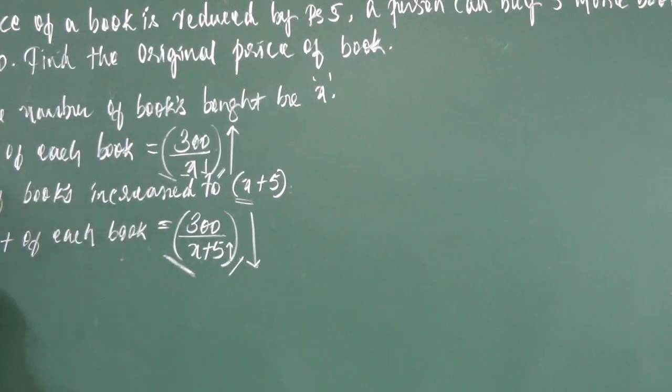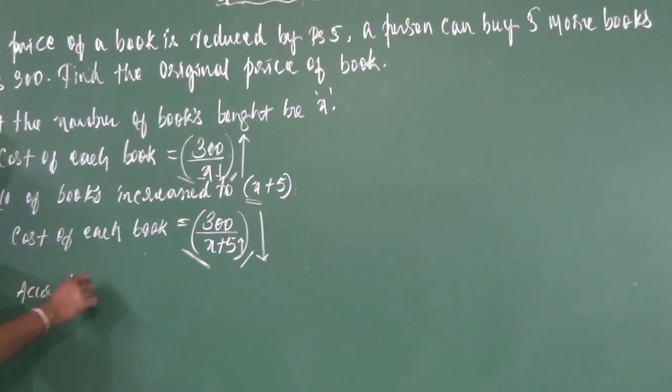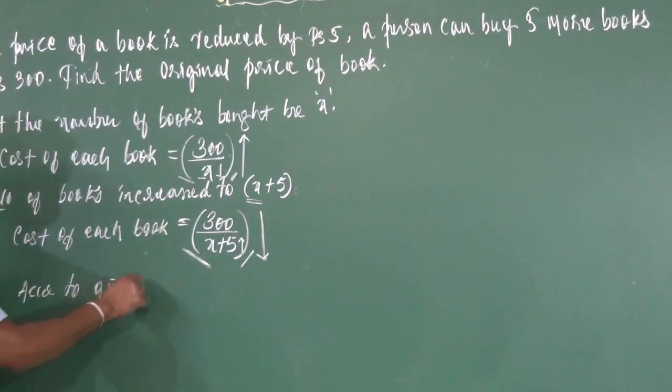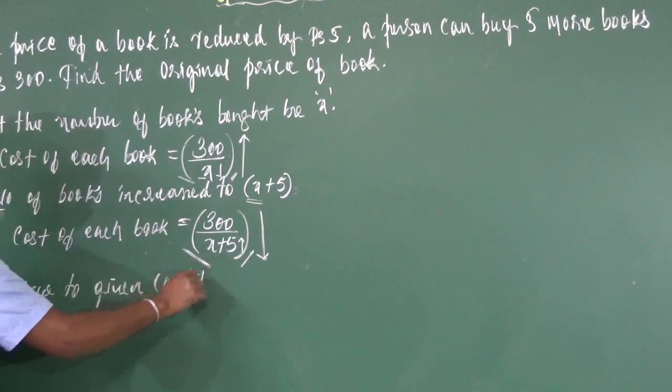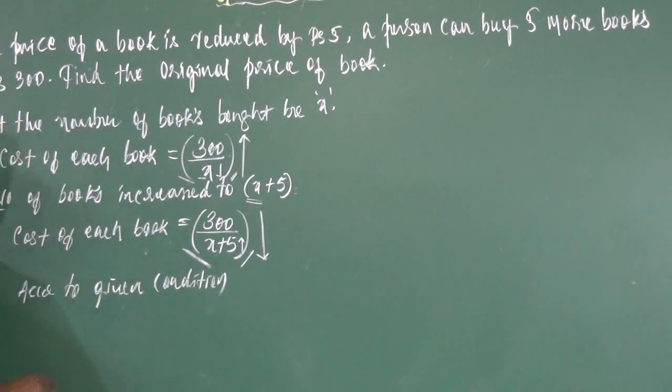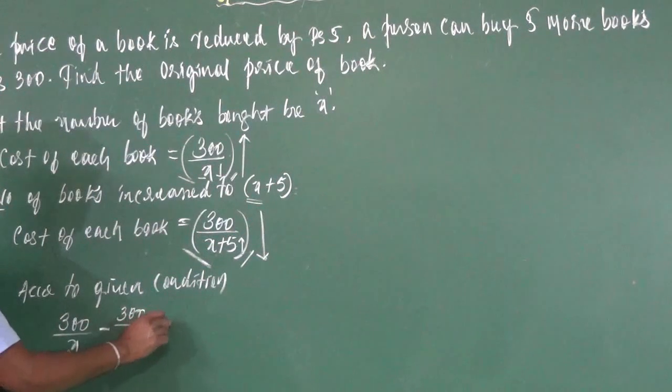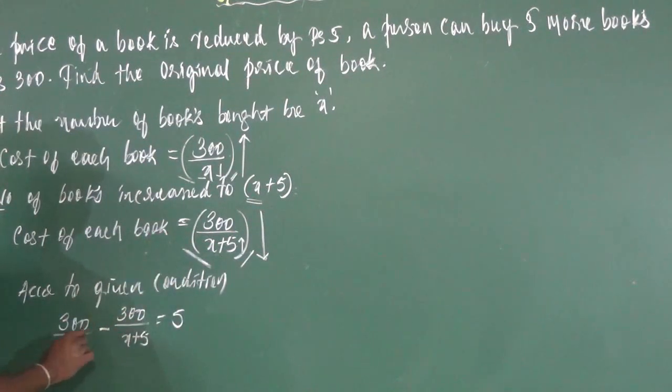So according to the given condition, this is 300 by x, the cost of each book when you buy x books, minus 300 by x plus 5, the cost of each book when you buy x plus 5 books, is equal to 5. That is, the difference between the cost of each book is ₹5. So an equation is set up here. We have to solve this.